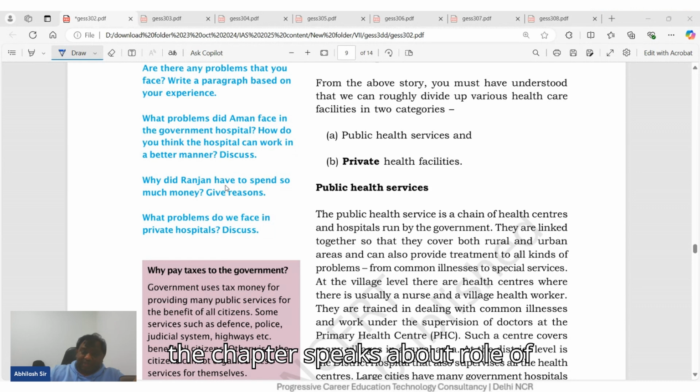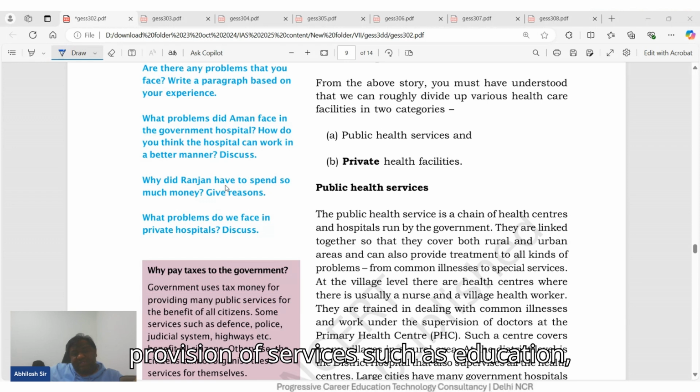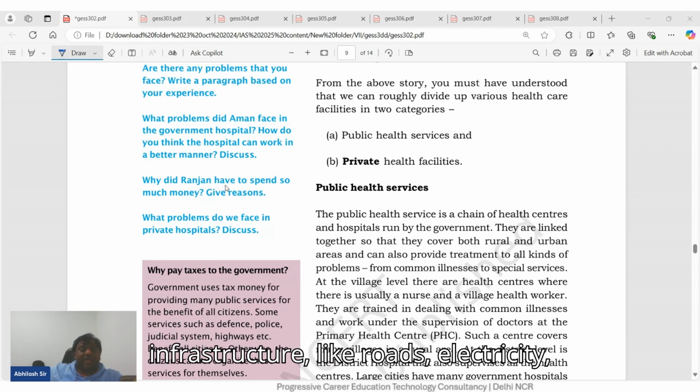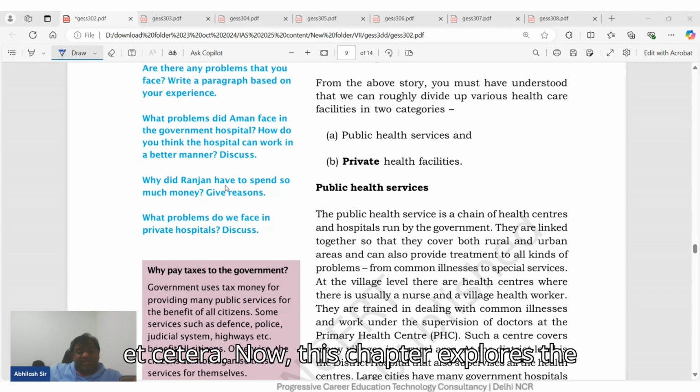So the chapter speaks about the role of government in healthcare. Introduction: in a democracy, the government is expected to ensure the health welfare of its citizens. The welfare includes the provision of services such as education, health, employment, housing, infrastructure like roads, electricity, etc.